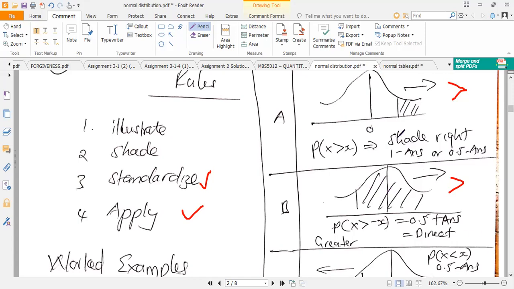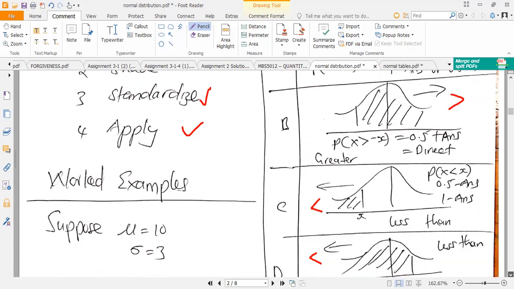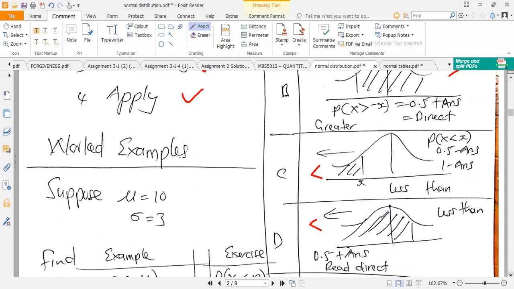So here we're shading to the right on both sides, except that this shading is very small, so we subtract our answer from 1. We're also shading to the right here, but this is a big shading, so we read directly from the table if you're using the cumulative table. Both of these are less than because they're shading to the left. This is a small shading, so to apply, we subtract our answer from 1. This is a big shading, so to apply, we read it directly as it is.